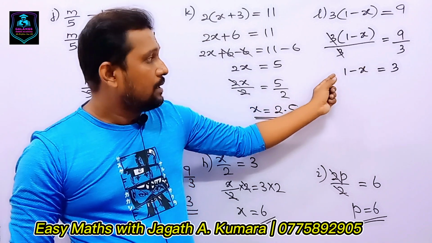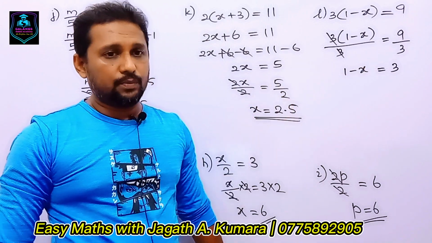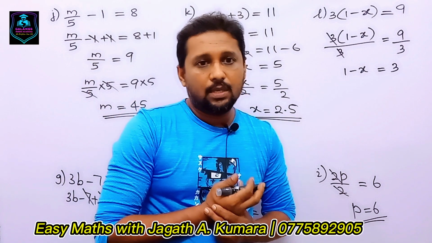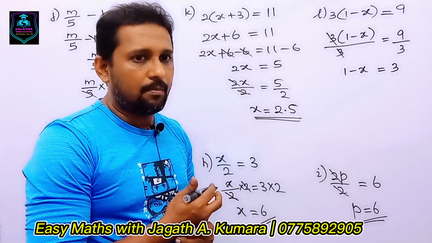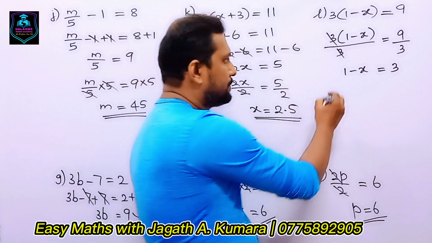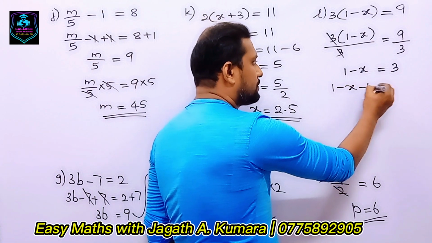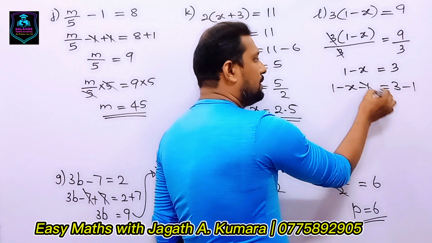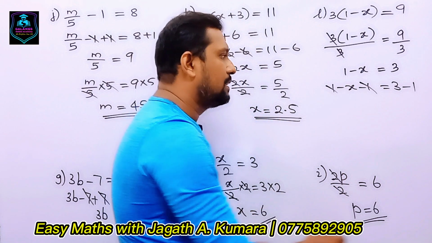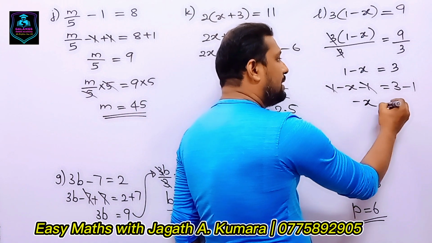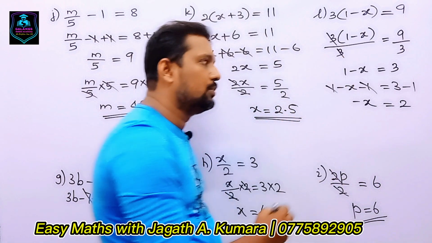So plus 1 you have to remove. So what you have to do? Both sides you have to put minus 1. Then this minus 1 plus 1 cancel. Then this side remaining minus x, this side remaining 2.